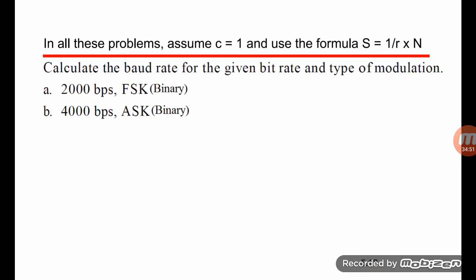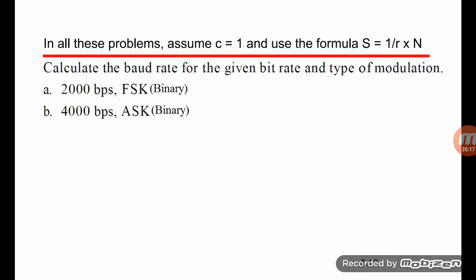Let's take the first one. Calculate the baud rate for the given bit rate. The bit rates are given, the modulation scheme is given, and he's asking you for the baud rate, right? So what is the baud rate for the first case? Come on, do you need a calculator for this? No, it will be 2000. Yes, because it's equivalent.